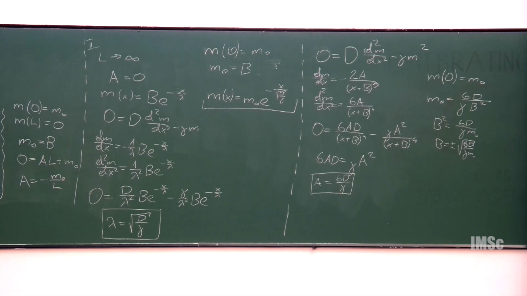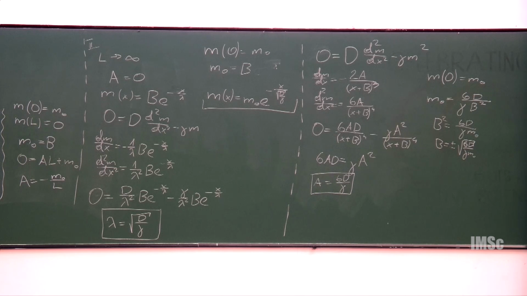A is 6 kappa, and then this square root, 6D over gamma, squared.